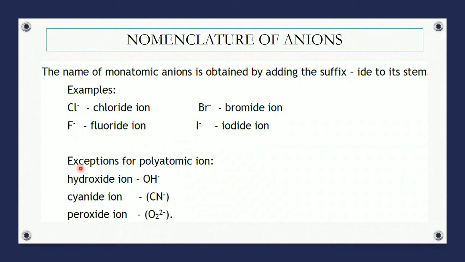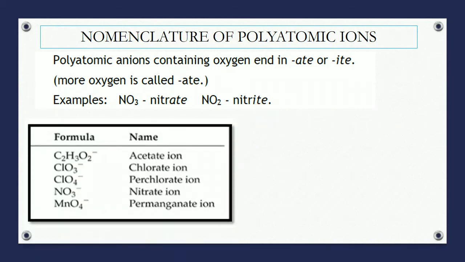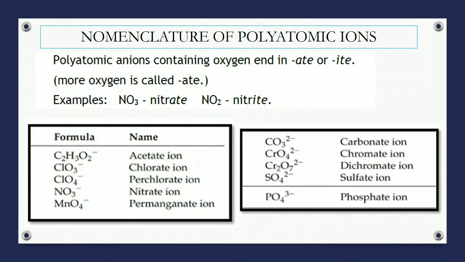And there are some other exceptions for the polyatomic ions, such as hydroxide ion OH-, cyanide ion CN-, and also peroxide ion O2 2-. Polyatomic anions containing oxygen normally end with -ate or -ite. For example, NO3- is nitrate ion, and NO2- is known as nitrite ion. So here are the examples of the formula and name of the ions that contain oxygen, which you have to memorize.